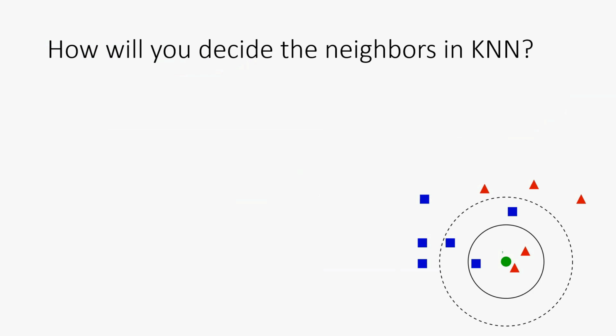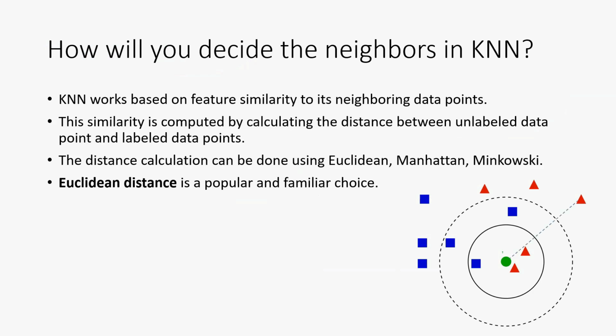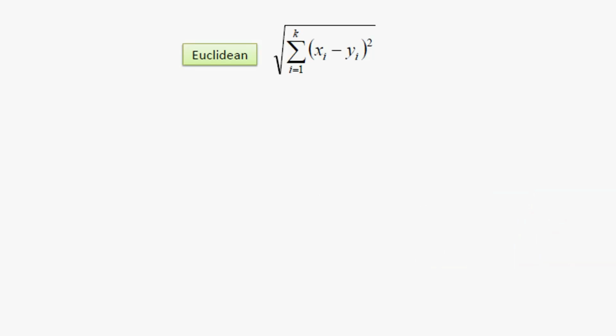And how do you decide the neighbors in KNN? Generally, KNN works based on feature similarity. So we have to identify the similar neighbor points around the unlabeled data. How to compute the similarity? The similarity is computed by calculating the distance between the unlabeled data point and the labeled data points. In order to calculate the distance, there are several distance metrics: Euclidean metric, Manhattan metric, but the Euclidean distance metric is the most popular and familiar choice used in the KNN algorithm. This is the formula for the Euclidean distance: root of sigma (xi minus yi) the whole square.